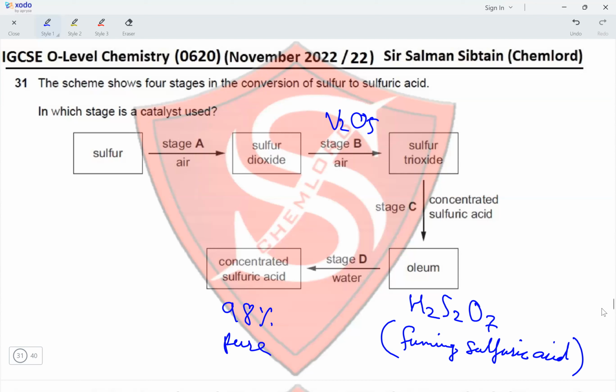Okay, so in which stage is catalyst used? We've already figured that out. It is used in stage B, making B the correct option for this question.